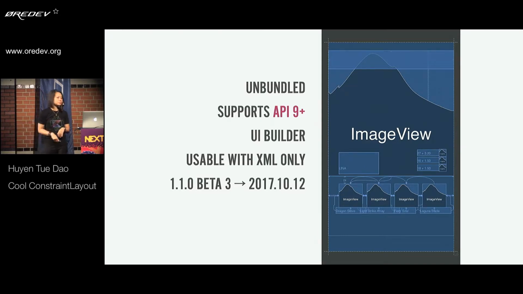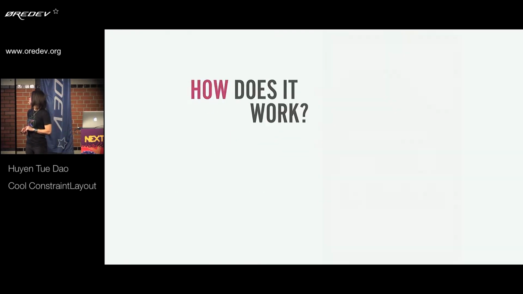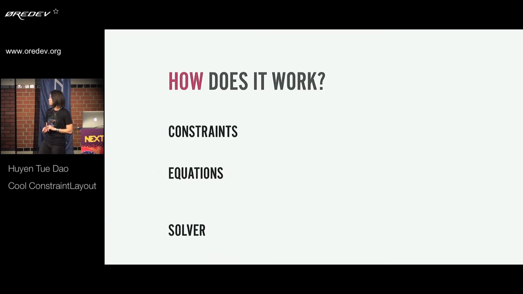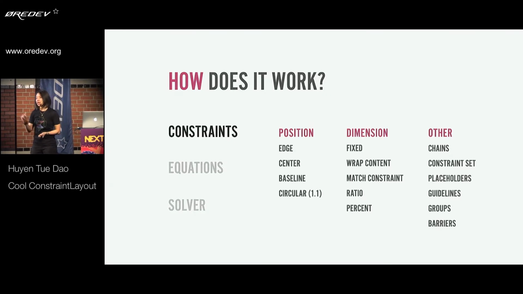So really quickly, how does constraint layout work? Constraint layout is based on a three-part system. And the part that we work in as developers is the constraint system, the constraint level. These are how we define our relationships, how you position items, how you size them. And so there are position constraints, dimension constraints.